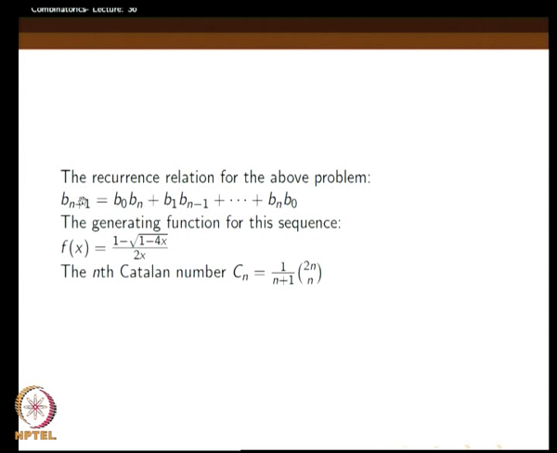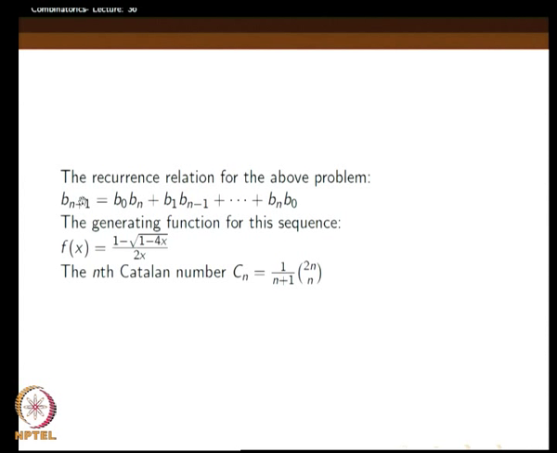This is called Catalan number because it was first used by Eugene Charles Catalan, 1814 to 1894. He is a Belgian mathematician, and he used it to find the number of balanced parentheses to evaluate an expression of the form x1 into x2 into x3 into xn. We will discuss it a little later. That is why it is called Catalan number.